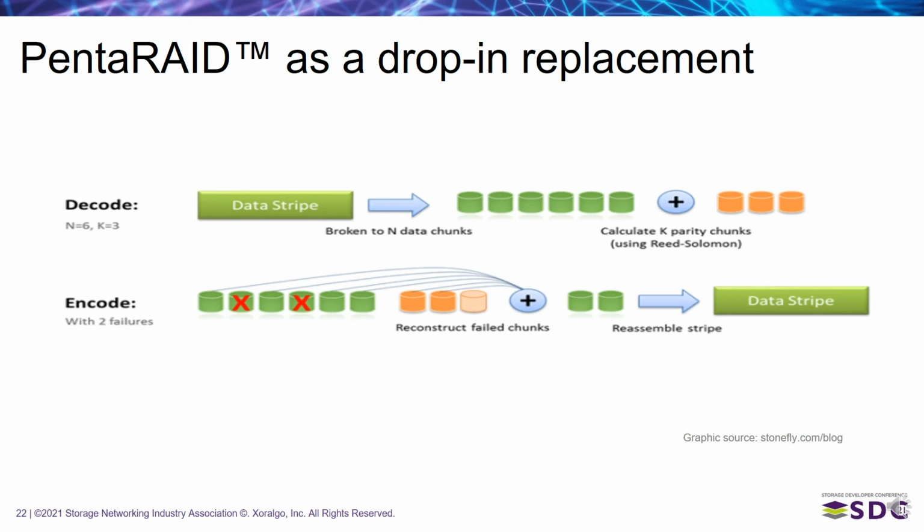Let me discuss this example in which Reed-Solomon code is used for data protection. In this example, 3 parity chunks are combined with 6 data chunks to form a data stripe. This configuration is not able to correct 2 UDEs and therefore is a very weak protection scheme as compared to PentaRAID. Therefore, by replacing Reed-Solomon with PentaRAID, we will get superior data protection.